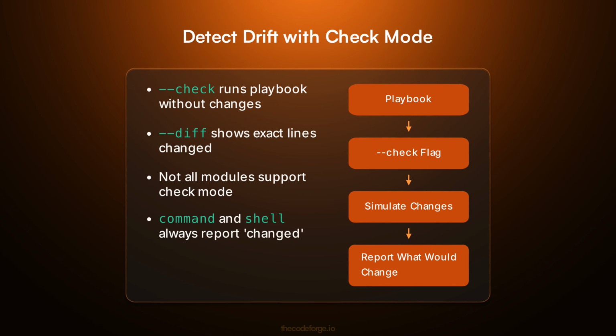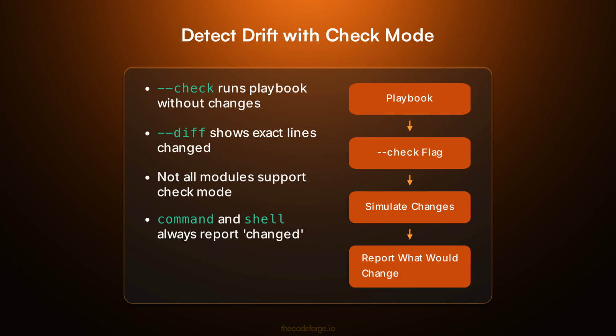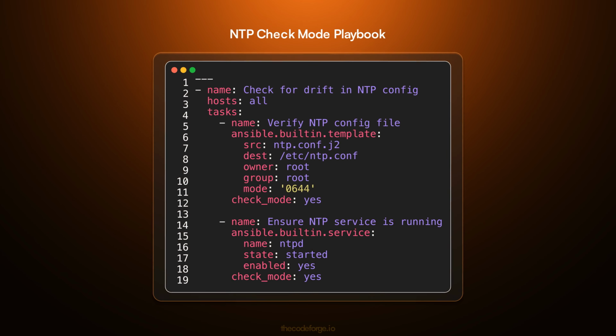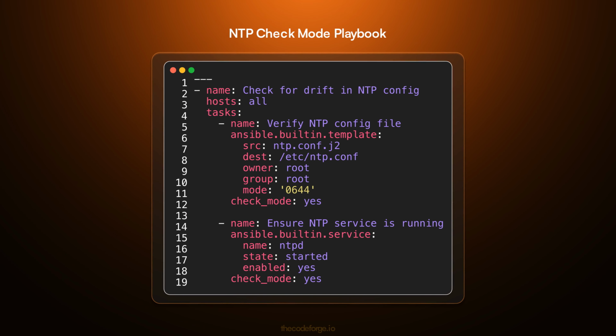Before fixing drift, you need to find it. Ansible's check mode runs the playbook without making changes. Combine it with diff to see the exact lines that would be added, removed, or modified. This is your first line of defense against surprise changes. This playbook uses check mode. Yes, at the task level to always run in check mode, even if the playbook isn't invoked with check. It verifies the NTP config file and service state without making changes.